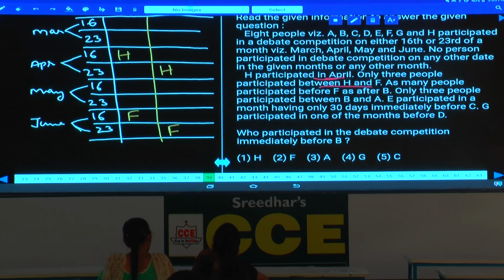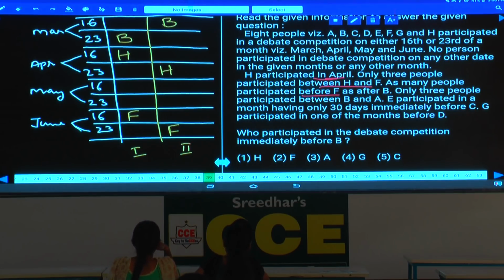As many people participated before F as after B. Before F in the first case, now let us take this as the first case and this as the second case. Before F, how many persons are there? 3, 4, 5, 6. Before F there are 6 persons, and after B there must be 6 persons. Hence tell me what should the position of this be? B must be here. Done with this? Before F equals the number of people after B. And similarly here before F, how many persons? In the second case 7 persons. And similarly now after B there must be 7 persons, isn't it? Hence B and F, these 2 persons must be equidistant from either end.